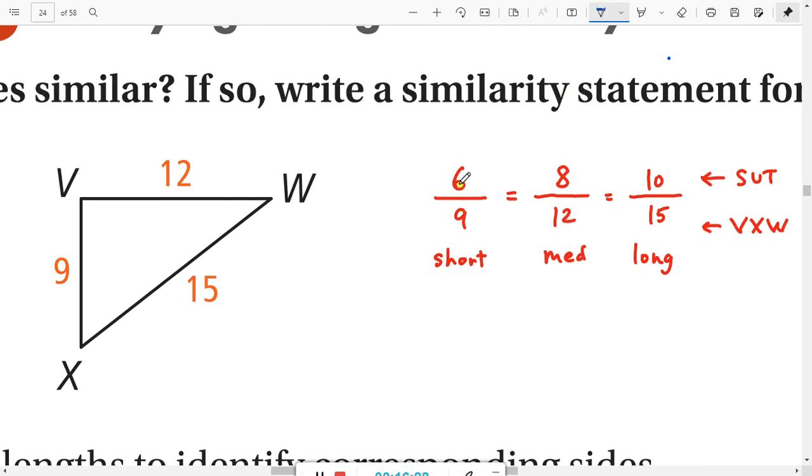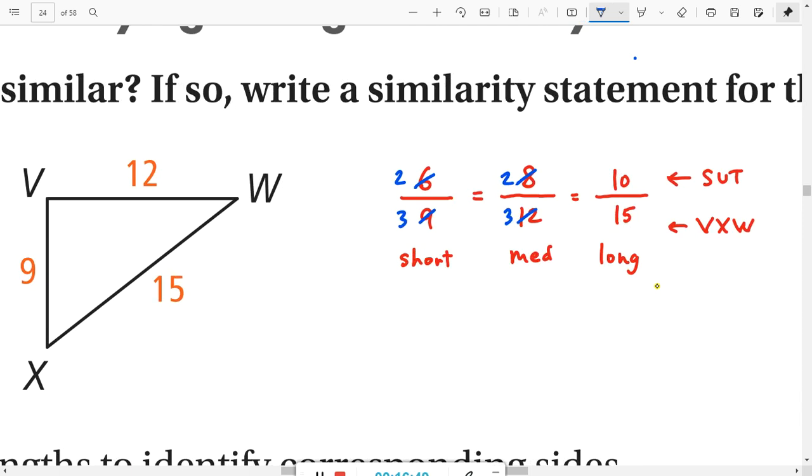Okay, 6 and 9 are both divisible by 3. 6 divided by 3 is 2. 9 divided by 3 is 3. 8 and 12 are both divisible by 4. 8 divided by 4 is 2. 12 divided by 4 is 3. 10 and 15 are both divisible by 5. 10 divided by 5 is 2. 15 divided by 5 is 3.